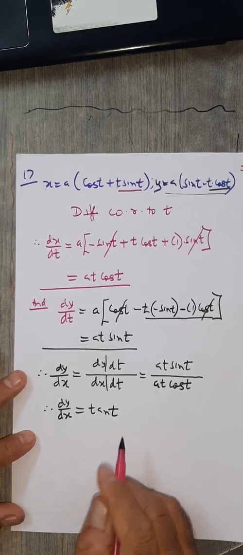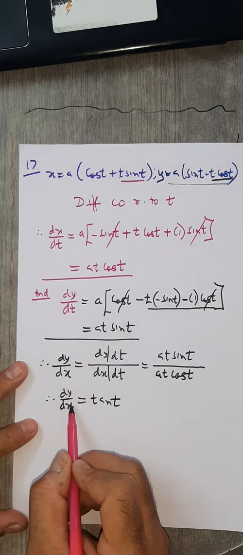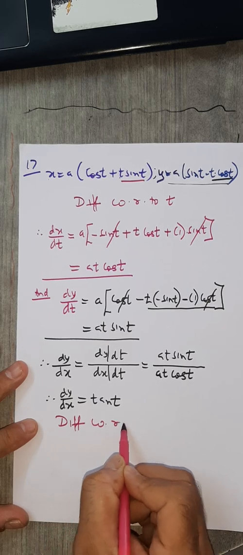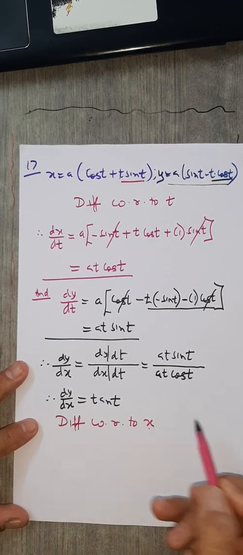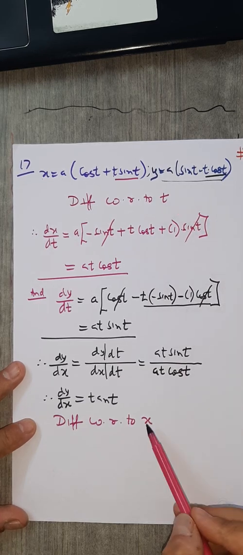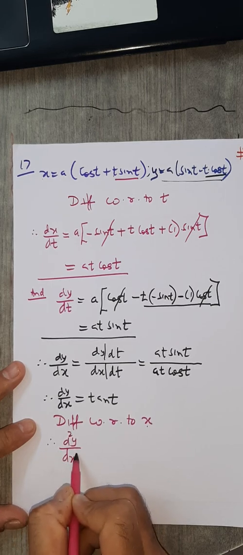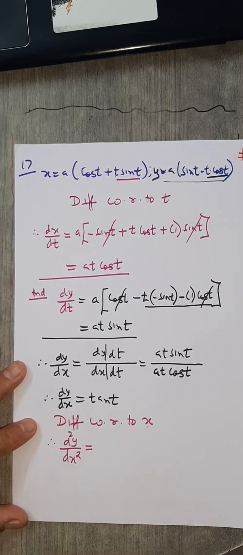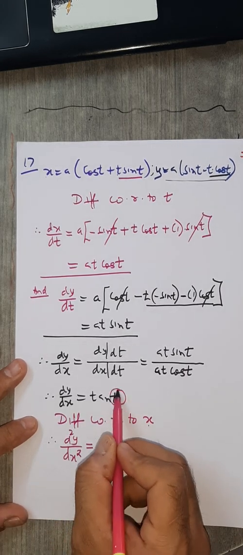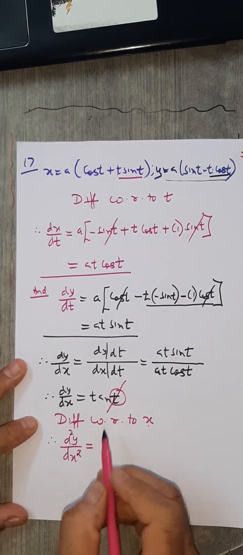Now we want d square y by dx square. You remember here, from dy by dx, you are finding d square y by dx square. So you are differentiating with respect to x, remember. You see what I had written here, differentiating with respect to t, here with respect to x. So you will get the d square y by dx square. That is equal to, you are differentiating with respect to x. You have variable t here, so you need to imagine there is x here. What's the derivative of tan t?